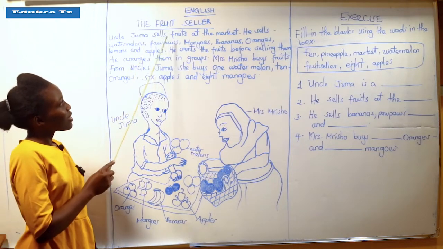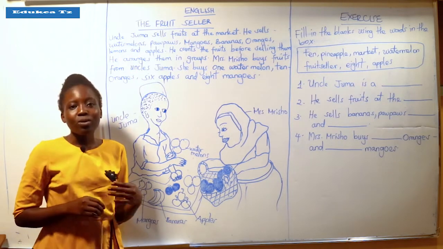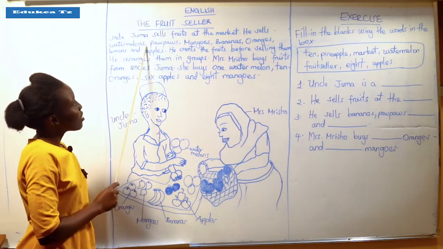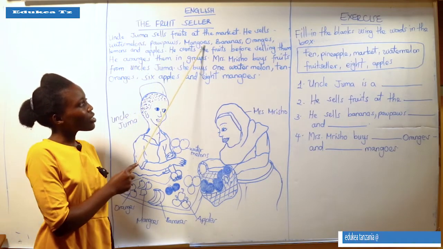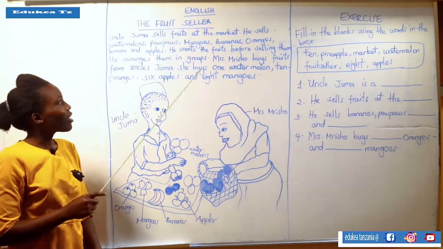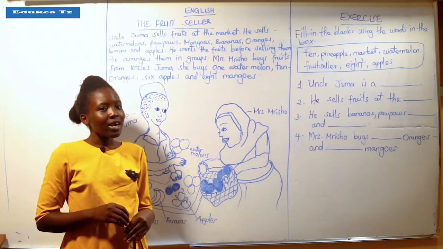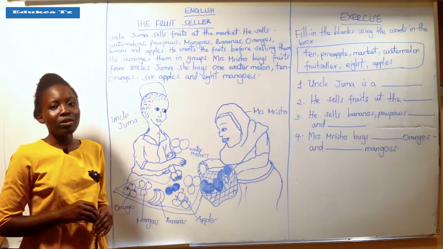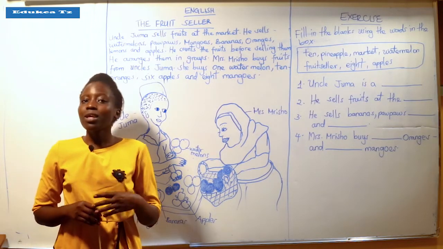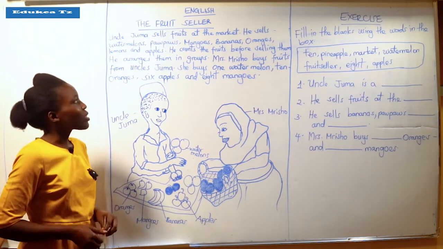Uncle Juma sells fruit at the market. Uncle Juma is a fruit seller who sells fruits at the market. He sells watermelons, pawpaws, mangoes, bananas, oranges, lemons, pineapples and apples. We see that Uncle Juma sells fruits at the market, and the fruits which have been mentioned here are watermelons, bananas, mangoes, oranges, lemons, pawpaws, and apples.